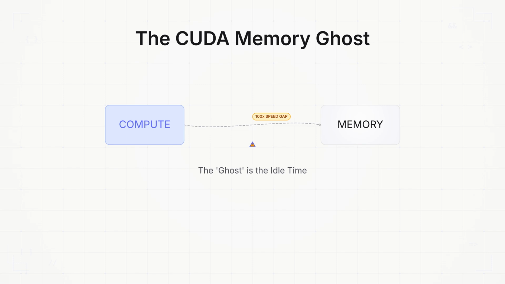The reality of modern GPU architecture is a massive disparity between compute speed and memory throughput. While a modern H100 can perform thousands of additions in the time it takes to fetch a single float from global memory, your code is likely stuck in the waiting room. To fix this, we have to stop thinking about math and start thinking about the plumbing of data movement. Today, we unmask the ghost by looking at the three horsemen of memory stalls: latency, uncoalesced access, and bank conflicts.